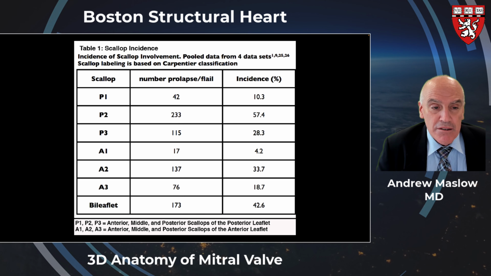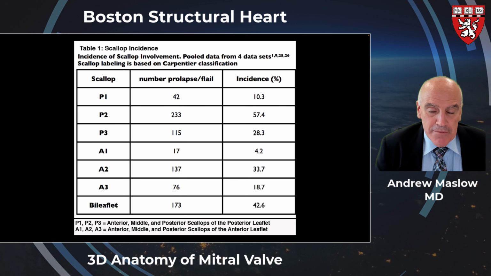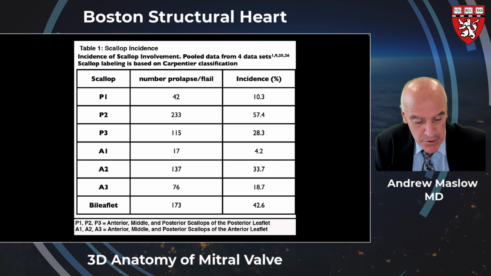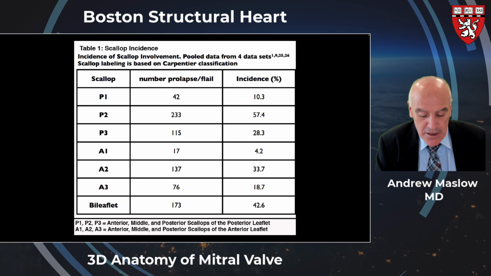You can see here that while P2 is the most commonly involved scallop in myxomatous cases, there's a good spread of involvement of all the other scallops, and oftentimes dysfunction includes more than one scallop. Therefore, identification of the dysfunctional scallops determines where the repair, whether surgical or percutaneous, should occur.